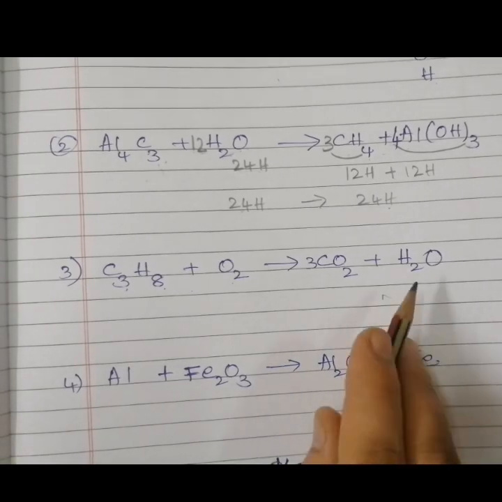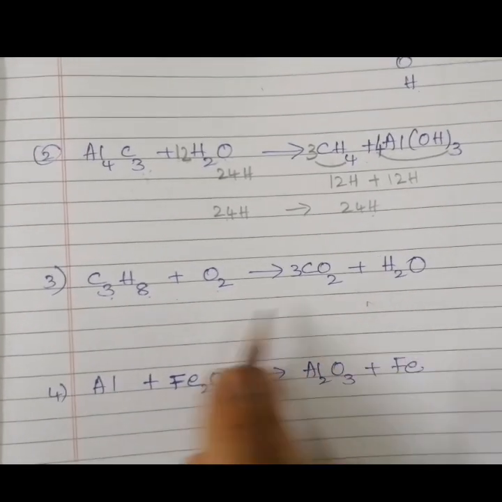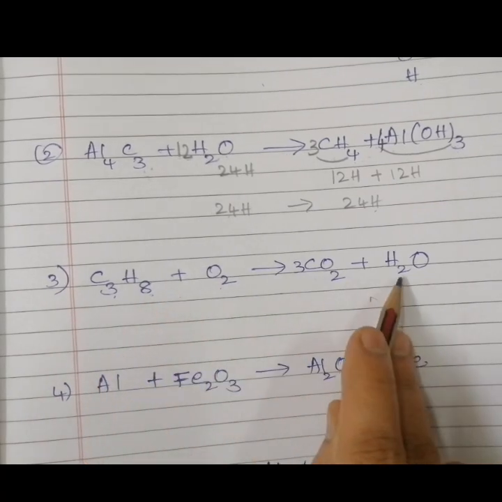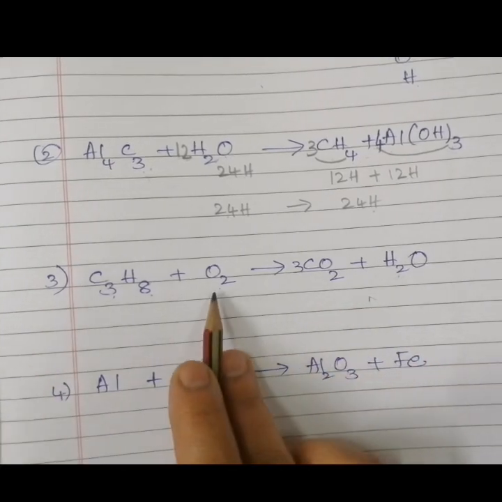Here I will write: how many oxygens do we have to place here? 2 hydrogens. Here how many hydrogens are there? 8 hydrogens. And here 2 hydrogens. Means how many do I still have to place to balance the hydrogen here?